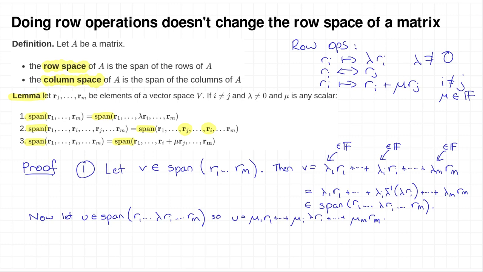Again, we can just rewrite this to make it obvious that it's a linear combination of R1 up to Rm. This is mu1 R1, leaving that first term alone. And when we get to the ith term, I'm just going to re-bracket it as mu i times lambda times Ri. And then I'll leave all the other terms alone.